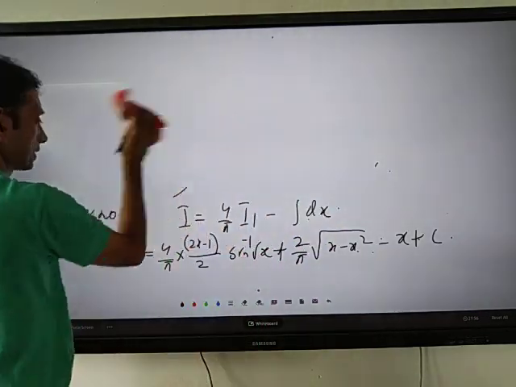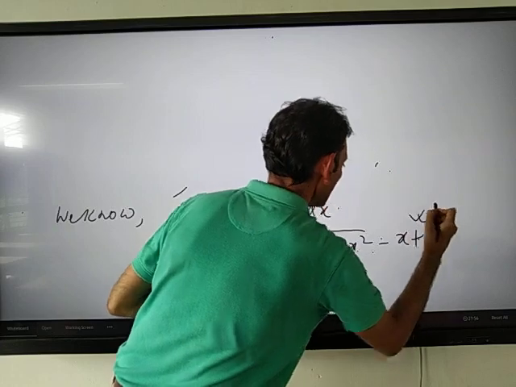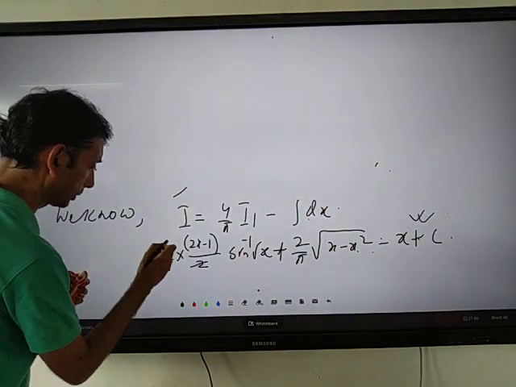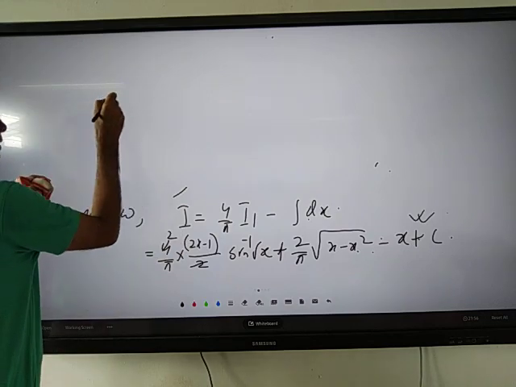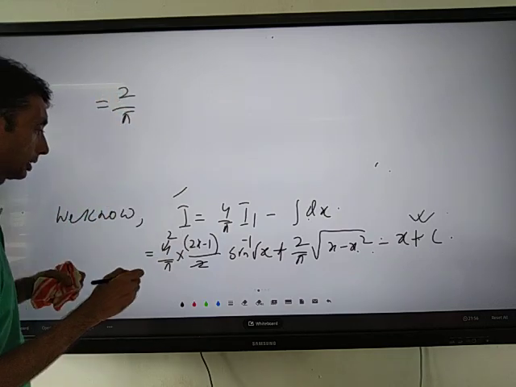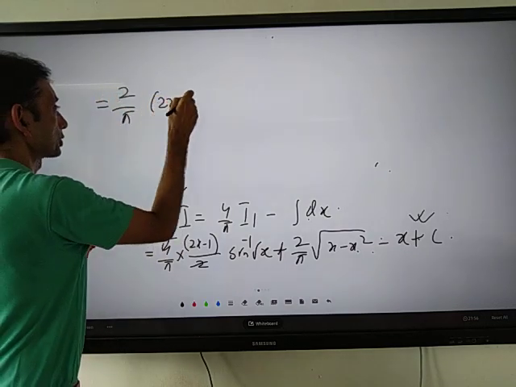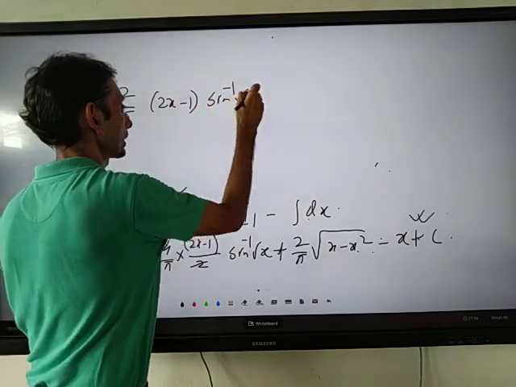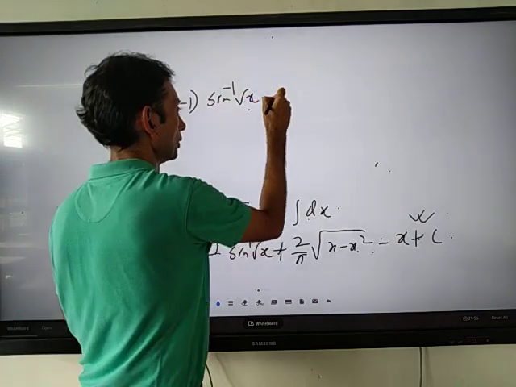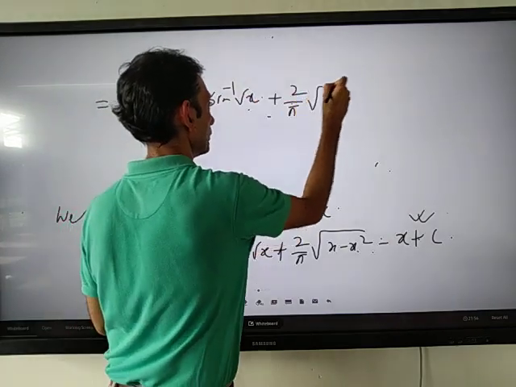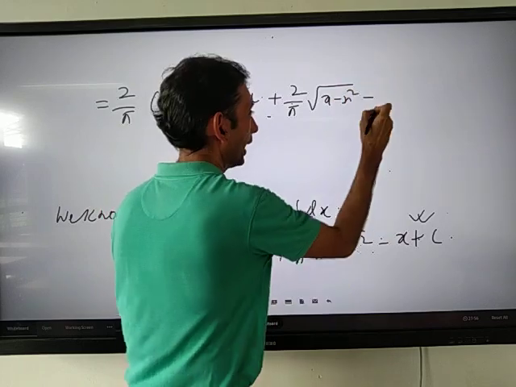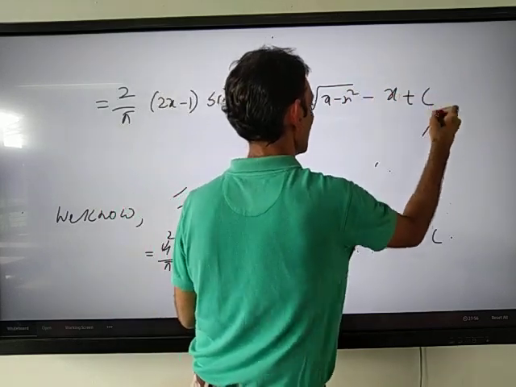Finally, it's almost done. You can just leave it like that, or if you want to simplify, you can simplify one more step. So finally, what's the answer? 2 by pi, twice x minus 1 sine inverse root x plus 2 by pi, root of x minus x squared, minus x plus c.